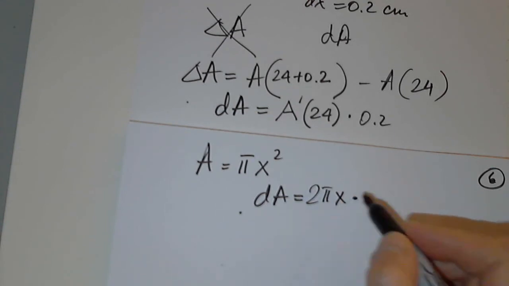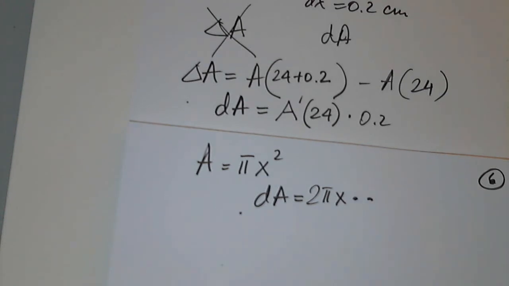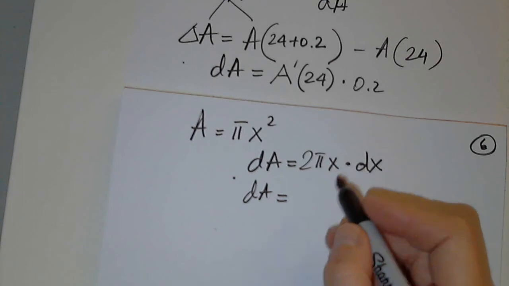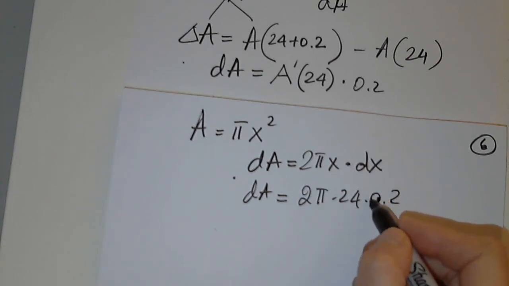2 pi x multiplied by, look at the formula. It's in your notes. The formula for dA or dy is f prime of x times dx, indeed. Good. So then dA, the estimated error, will be 2 times pi times 24 times 0.2.